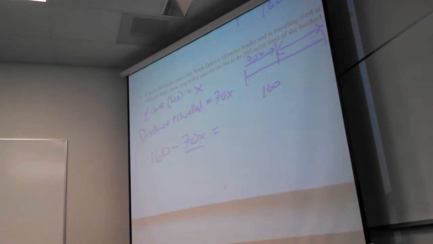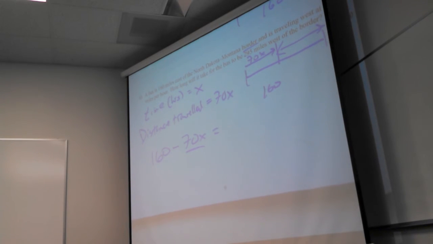Now what did I do? Am I doing this in reverse? I think it's going away. Yeah, it's going away from it. That's my bad. I tried to make it too much like that other problem. So let me see if I can salvage this. So we're going away from the border, right? That's the only way we can be 295 miles away.